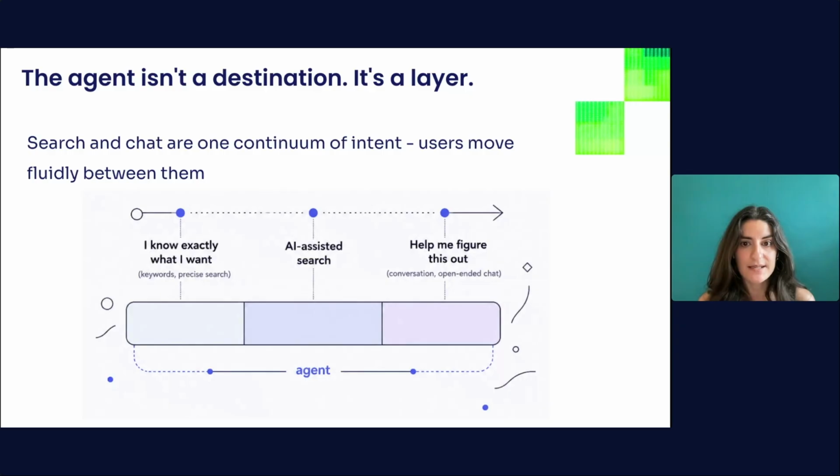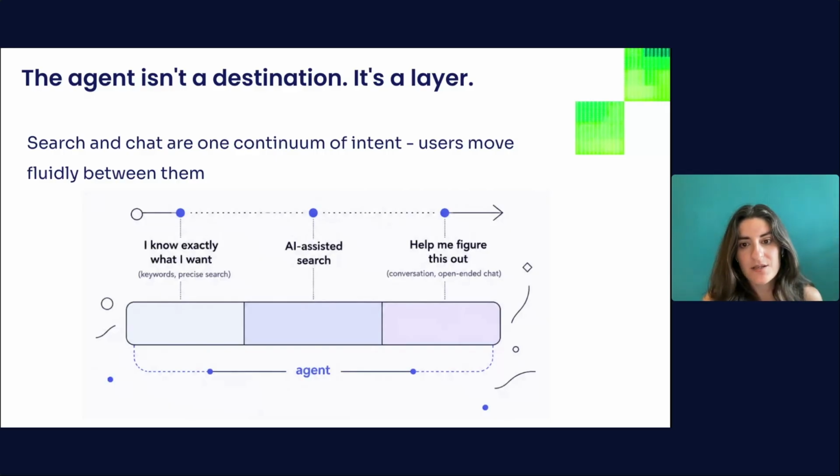And underneath that, search and chat stop being two separate things. Search is brilliant when you know exactly what you want. Chat is brilliant when you don't. And real people flip between these two all the time. And the interface should just let them, without it feeling like they've walked into a different room suddenly.